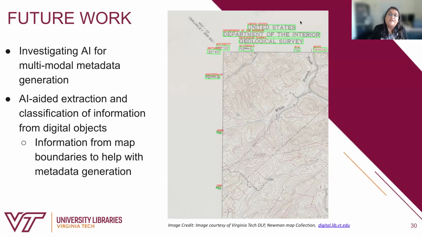We were also able to get text from within the borders of the map, and we subsequently want to classify them into its proper classification label. For example, United States should be a country, and it could also be a location. So that is something that we're working towards.